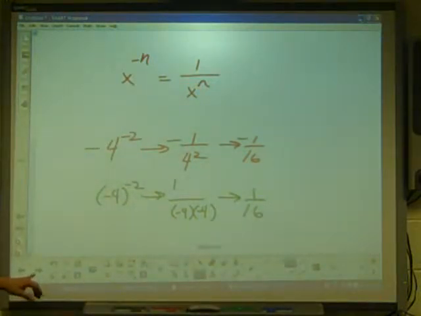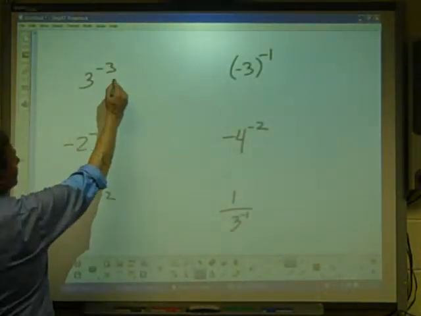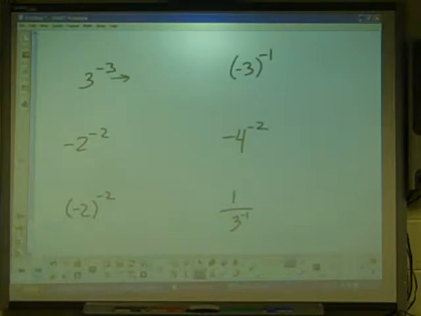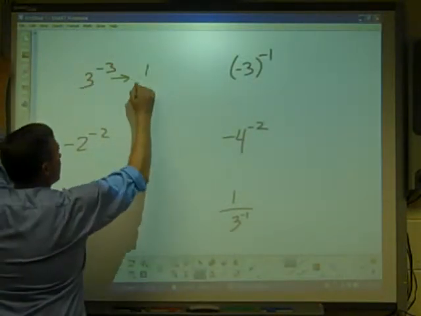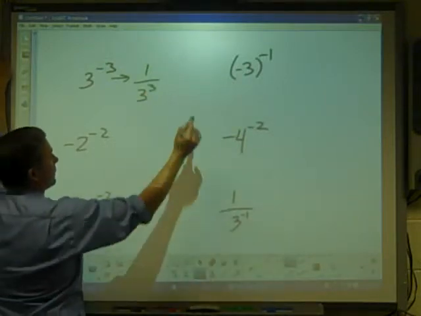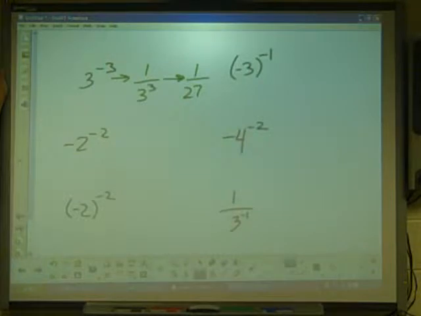So, we're going to try to do some example problems. Every time we have this, we got to get a positive exponent. So I have 3 to the negative 3. You have to get it to be positive. So the answer to that is 1/27th.